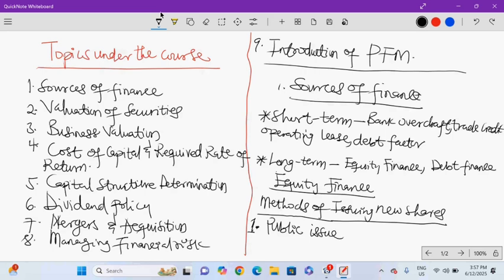So what do you mean by public issue? Whereby we sell the shares to the general public. We offer the shares to the general public at a fixed price, and this public would purchase these shares at a fixed price. So that is the public issue. Then another method of issuing shares is the public offer for sale by tender.